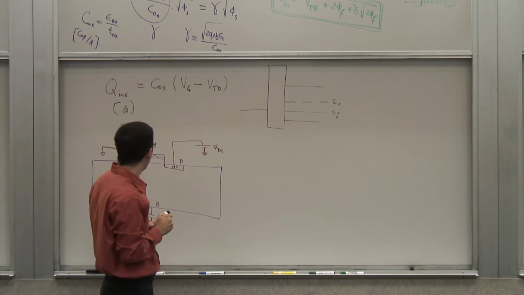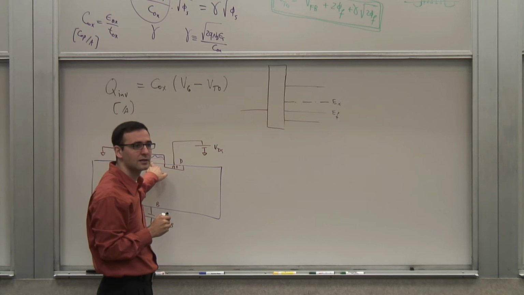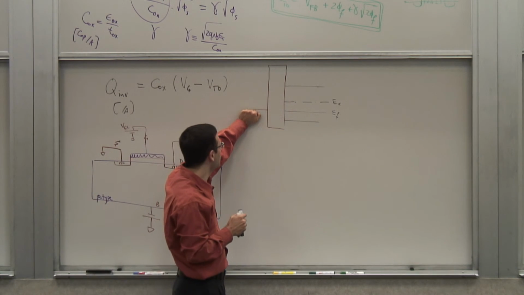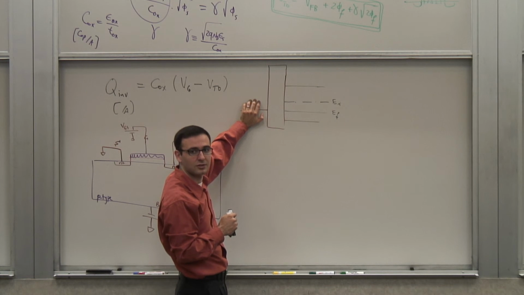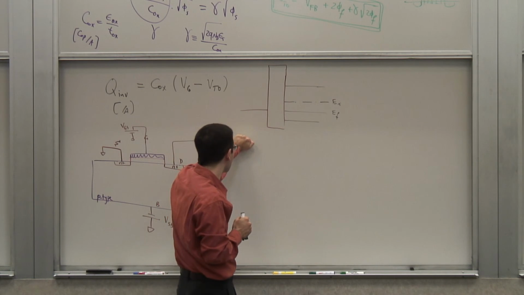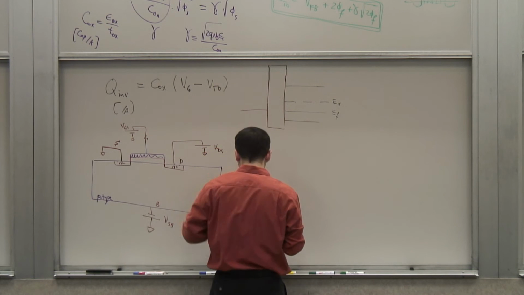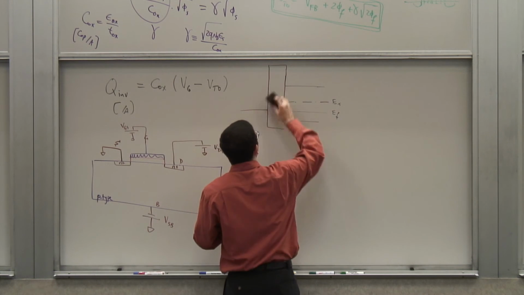Now, if I apply a positive voltage here to the gate, what do I do? I basically pull this down, right? These are all potentials for electrons, which are negatively charged. So I pull this down. If I apply positive voltage, this goes down. If this goes down, let's see what happens.